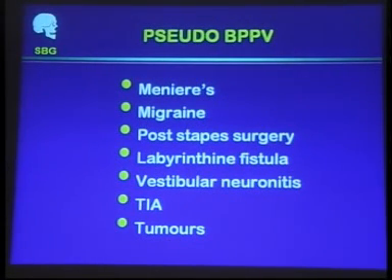Some of the conditions which can present as benign paroxysmal positional vertigo or which give positional vertigo, we have to be careful about them, which are the recovery phase of mania, some of the migraines, post-TB surgery, labyrinthine fistula can also present that way, vestibular neuritis, transient ischemic attacks, and of course some of the tumors. Alcohol. So we have to be careful making the diagnosis.